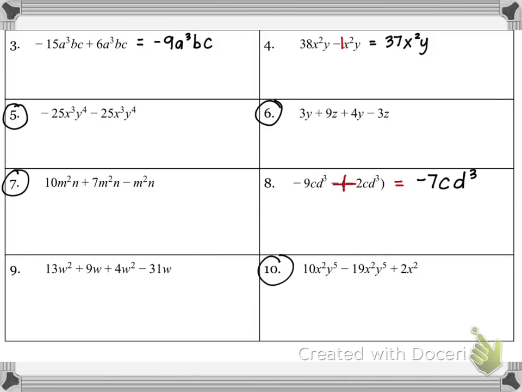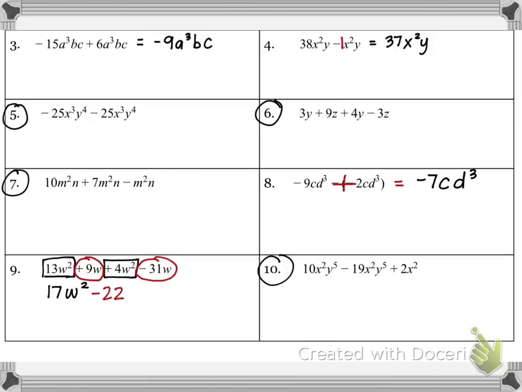Okay, look at number 9. What are like terms here? So notice we have 13w squared, 9w, 4w squared, negative 31w. So we have a w squared and a w squared, and then we have two w's, right? So we can combine the w squared terms. 13w squared plus 4w squared. Well, 13 plus 4 is 17, and we're going to put that w squared on the end. And then we have 9w minus 31w.